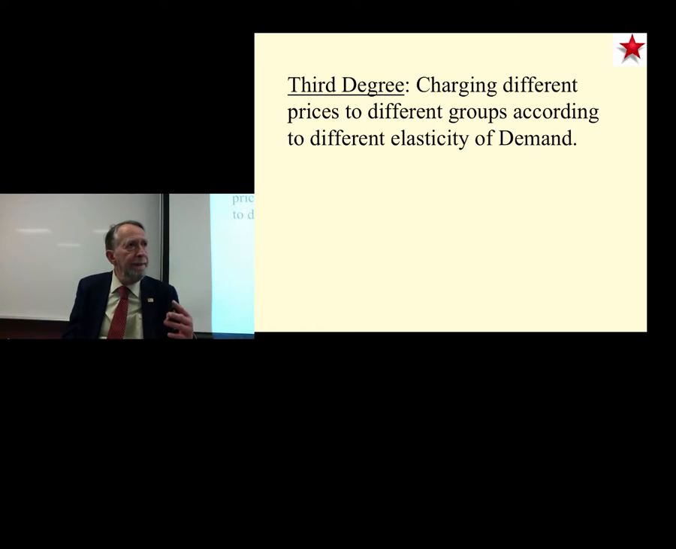Good. Third degree is my favorite, and that is charging different prices to different groups of people based on differing elasticities of demand, or estimates of elasticity of demand. Different groups of buyers. If I can identify who are the really elastic buyers and who are the more inelastic buyers, and if I can adopt a pricing schedule that will do that, then I can increase my income. Now stop and think about elasticity. What were the factors that caused someone to be more elastic as a buyer? What were the conditions that generated that?